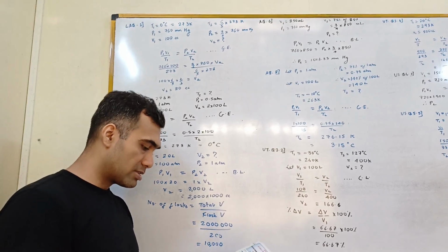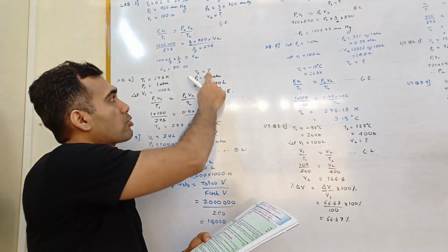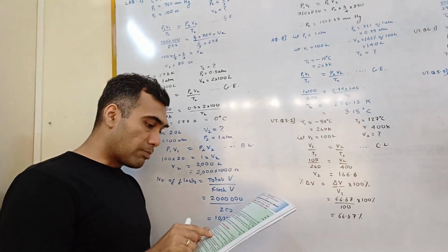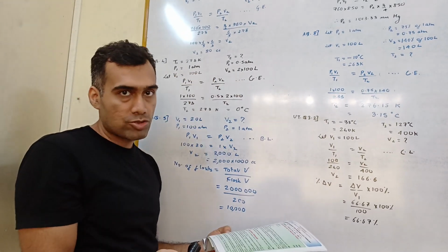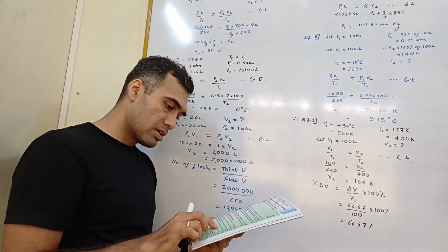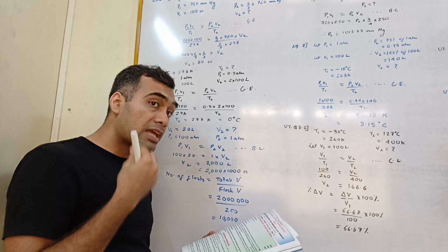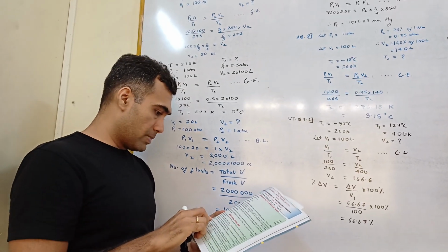Now, additional questions. Fourth sum. What temperature would be necessary, so temperature question mark, to double the volume of a gas? So let the volume be 100 liters because they have not mentioned anything. Double it, so 200 liters. Assumed values. If the pressure is increased by 50%. So again, I'm going to decrease by 50%.